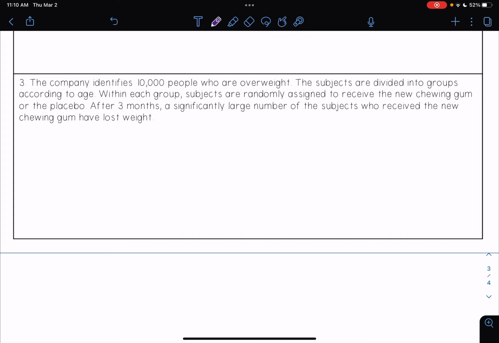So here we don't actually have any problems, so I'm just going to say this is a good experiment. We have the large sample size. We have the randomization of being assigned to the treatment group or the control group. And we see that both groups are going to be similar because they are divided into groups according to age, and within each age group, they're randomly assigned to receive the new chewing gum or the placebo.